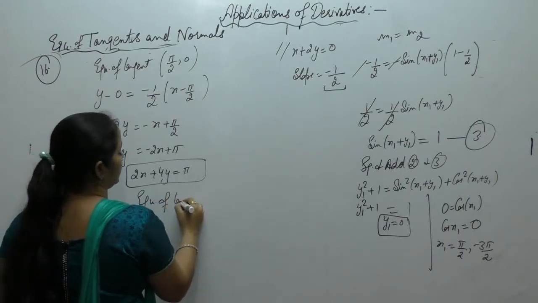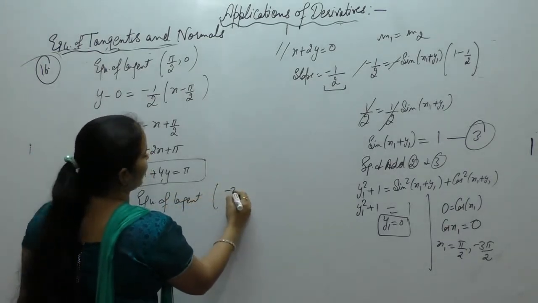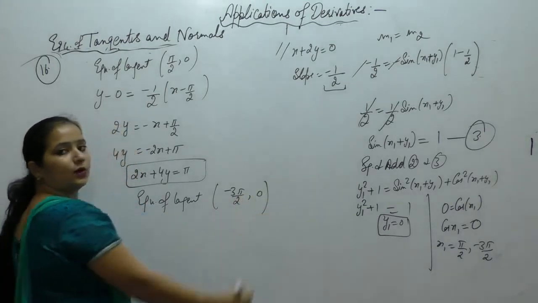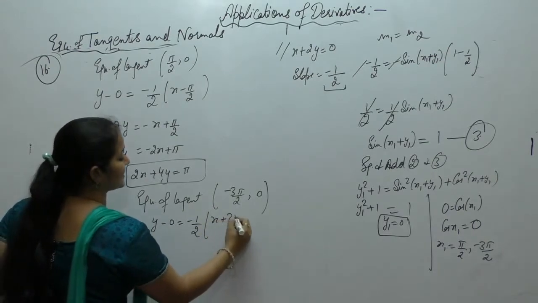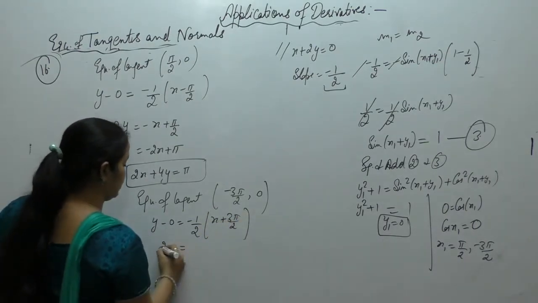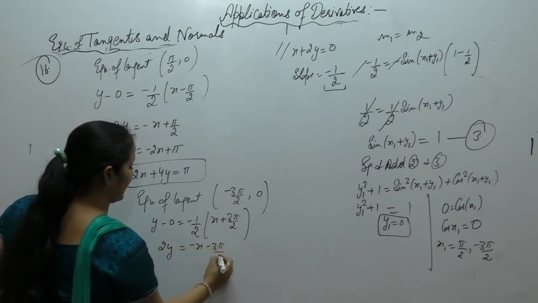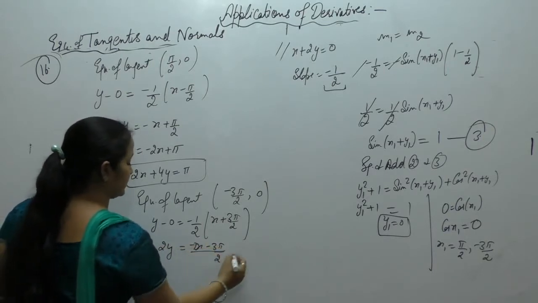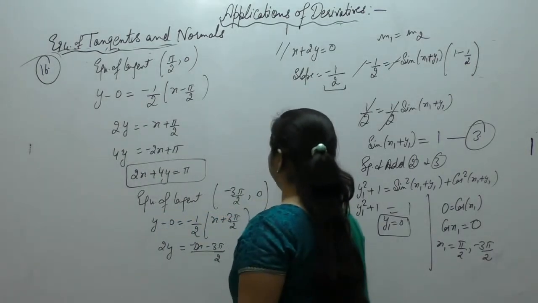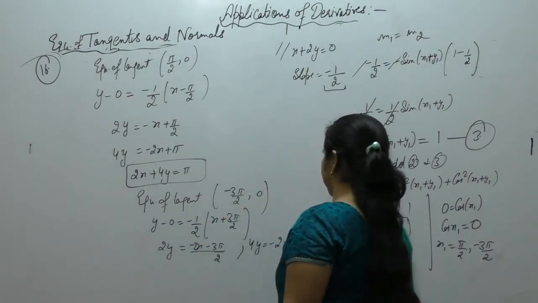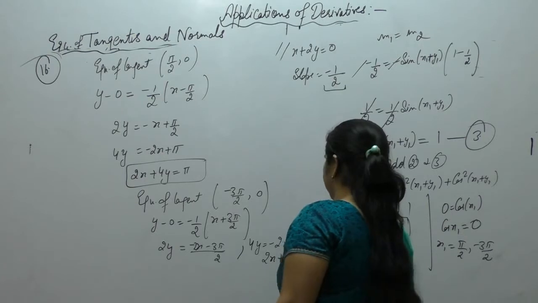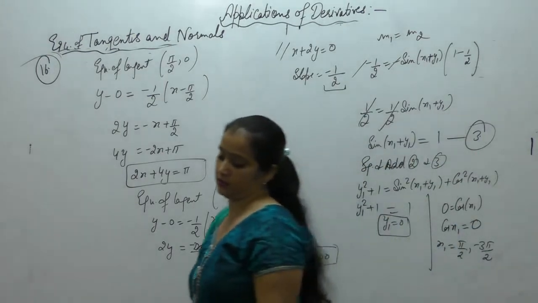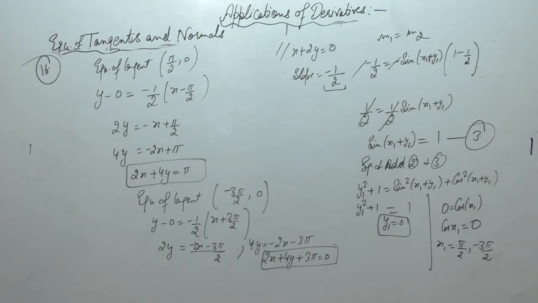And equation of tangent when it passes through minus 3 pi by 2 and 0. Y minus y1, slope of tangent x minus x1. 2y minus x minus 3 pi by 2. Take the LCM. So what we get? 2 into 2, 4y minus 2x minus 3 pi. So 2x plus 4y plus 3 pi is equal to 0. Note it down.